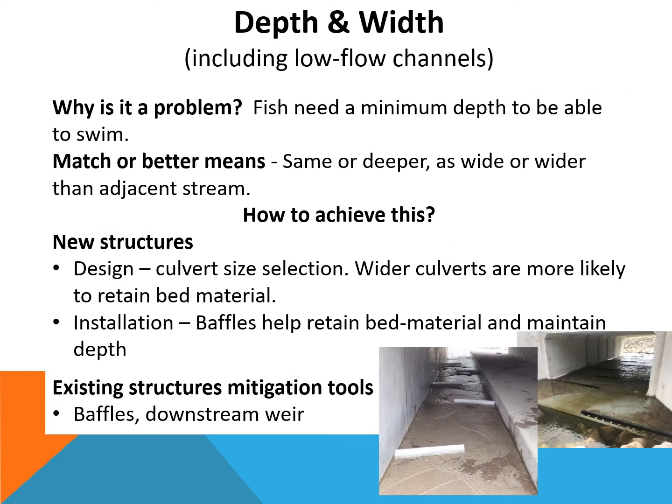As far as depth and width goes, including low flow channels, why is it a problem? Well, obviously fish need a minimum depth, as we mentioned earlier, to be able to swim. Match or better means we want to be the same depth or deeper and as wide or wider than the adjacent stream. So how do we achieve that? With new structures, we design culvert size selection. Wider culverts are more likely to retain bed material. The installation, and ideally to embed it into the stream to retain that bed material. And with existing structures, the remediation tool in that space to get width or depth in particular is the use of baffles and maybe a downstream weir to backwater.